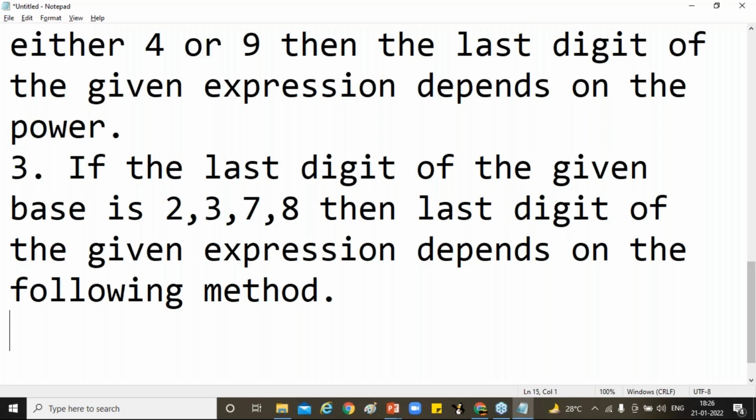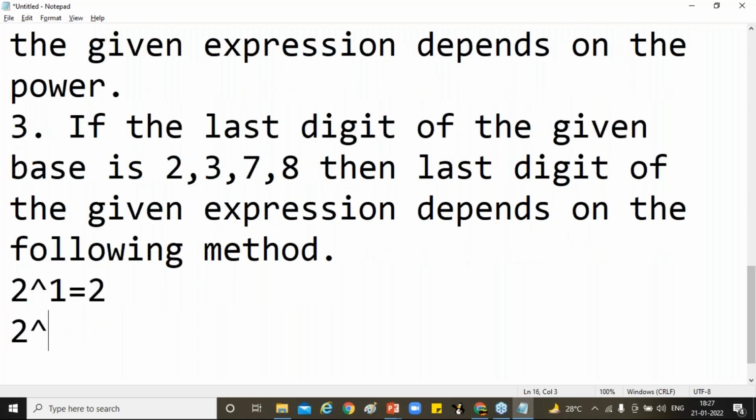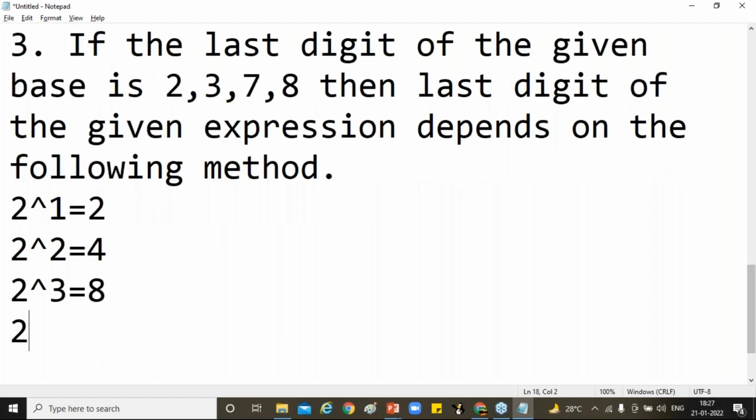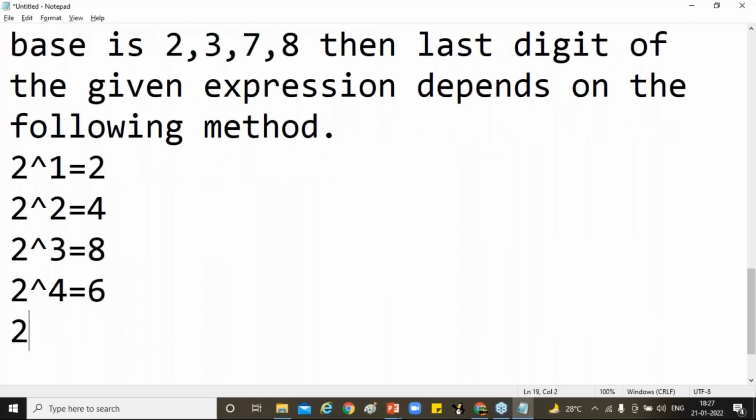So in what way do you have to implement the third point? It takes some time to understand. Everyone, please note down first of all. 2 power 1, 2. 2 power 2, 4. 2 power 3, 8. 2 power 4, 16, means 6 only. So 2 power 5 is what?